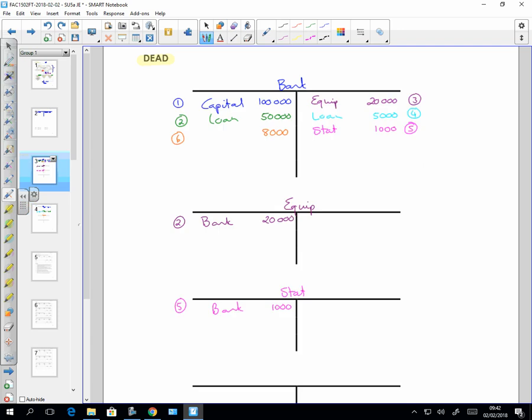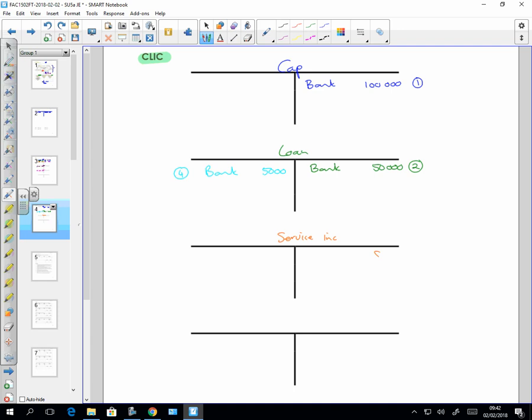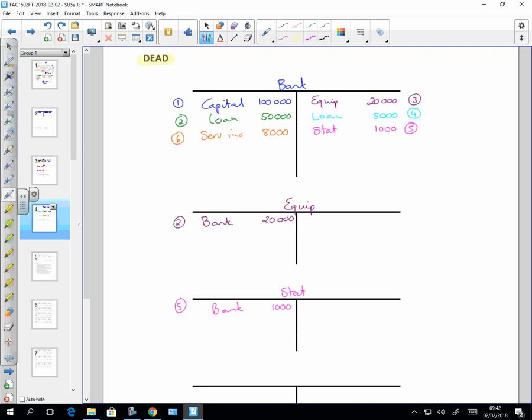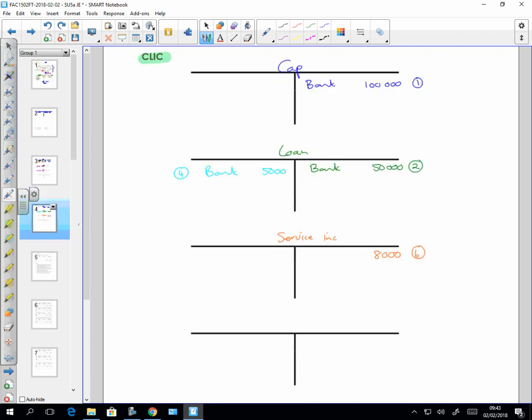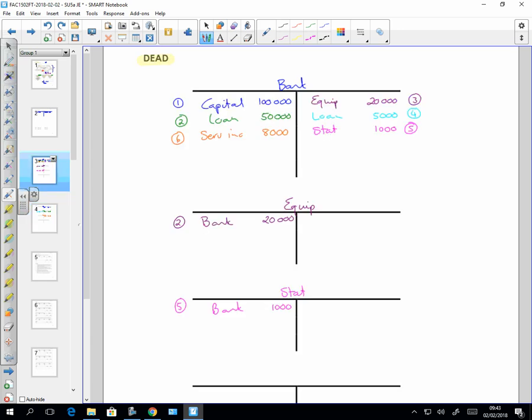Right, so what am I going to write in bank? Service income. I've got a debit. Do you see that? In bank, I've got a debit. So in service income, I need a credit. What number is this? 6. In service income, I will write bank with 8,000 Rand on the credit side. And in bank, I wrote service income on the debit side with 8,000 Rand. Happy so far?